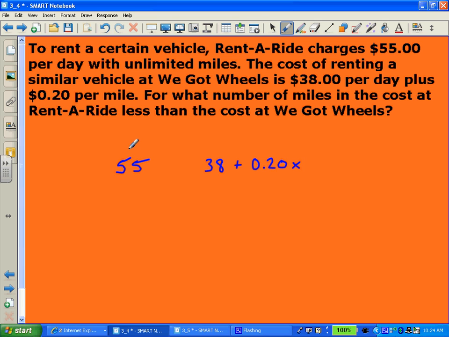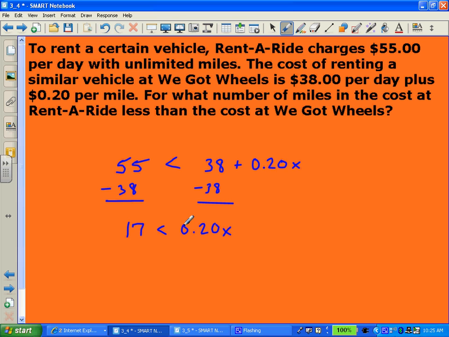For what number of miles is the cost at Rent-A-Ride less than the cost at We Got Wheels? Remember, Rent-A-Ride was $55. So here would be my inequality. 55, that's the Rent-A-Ride cost, less than 38 plus 0.2x, that's my We Got Wheels cost. And now all I have to do is solve this. So I'm going to subtract 38 from both sides. It's going to give me 17 less than 0.20x, and then I'm going to have to divide by 0.2.